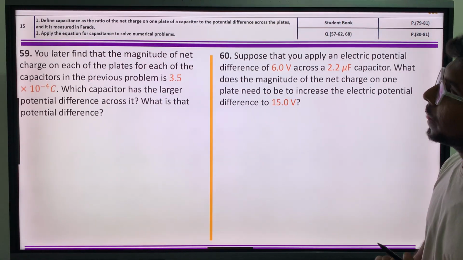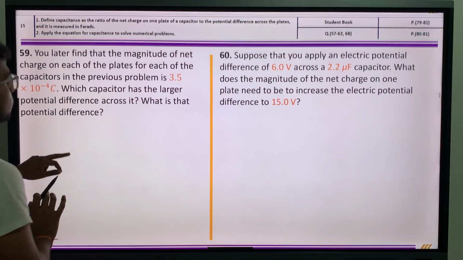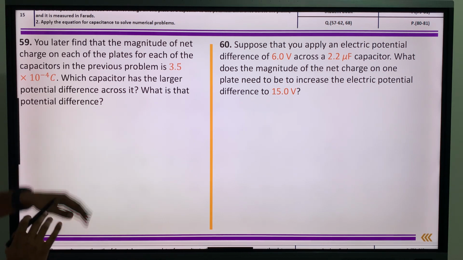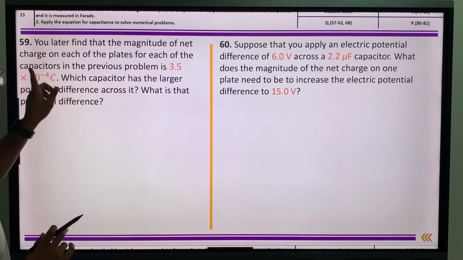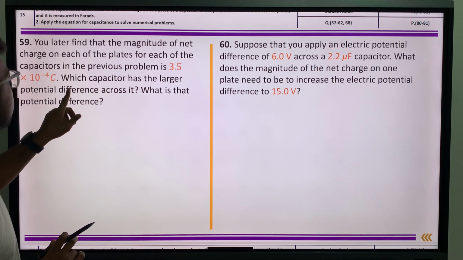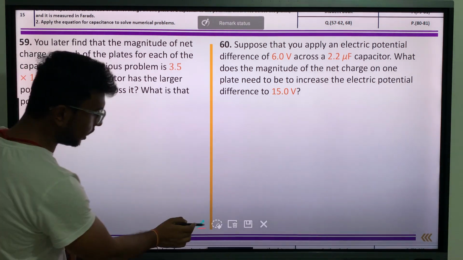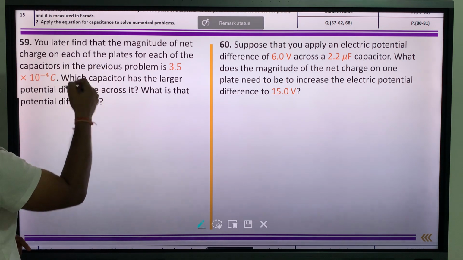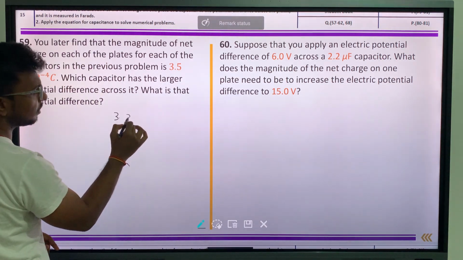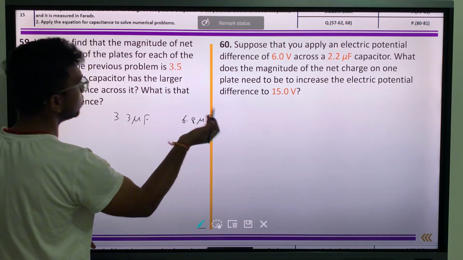Question 59. You later find that the magnitude of a net charge on each of the plates for each of the capacitor in the previous problem is this. Which capacitor has the larger potential difference across it? Now, in this question, what they are doing is, they are saying that we have two capacitors. In the previous problem we had two capacitors. One was I think 3.3 microfarad and another was I think 6.8 something. Let's assume it was this.